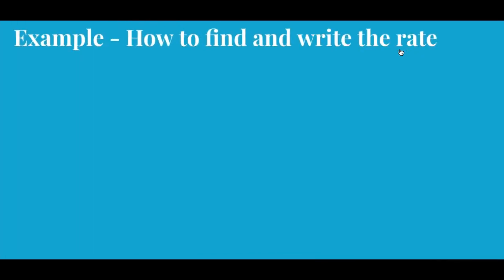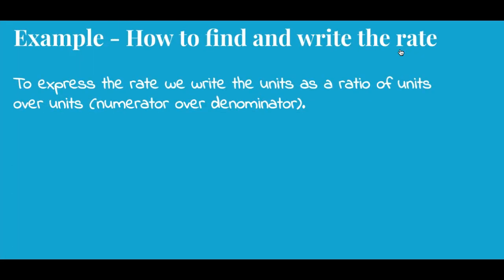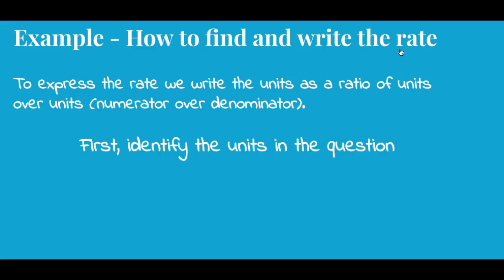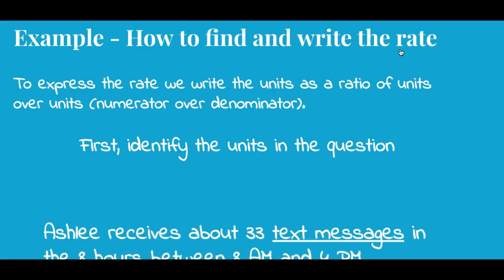How do we find and write the rate? So to express the rate, we want to write it as units of a ratio over the units of the denominator. First, let's identify the units. And I just said that we're talking about text messages and we're talking about hours. FYI, anytime you see hours, guys, that's going to be on the bottom of the ratio.